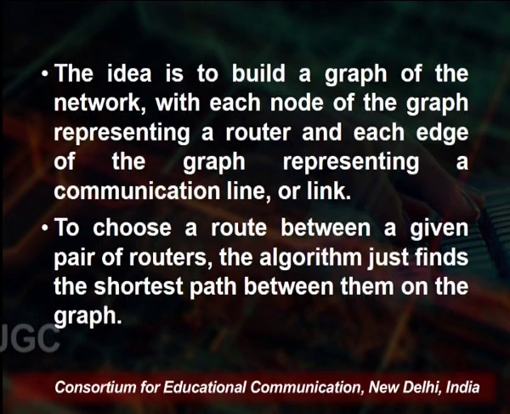Now, in order to choose a route between a given pair of routers, the job of the algorithm is just to find the shortest path between those two routers on this particular graph. So, the whole network is mapped in the form of a graph, with routers as the nodes and communication links as the edges. And now what are we looking for? We are looking for the shortest path between any two nodes, which are routers here.